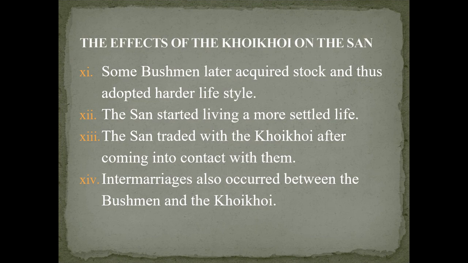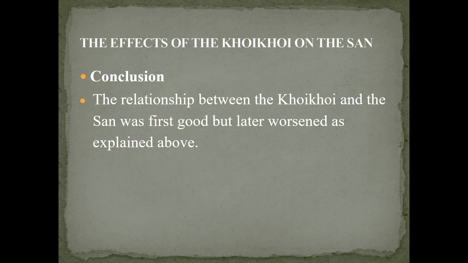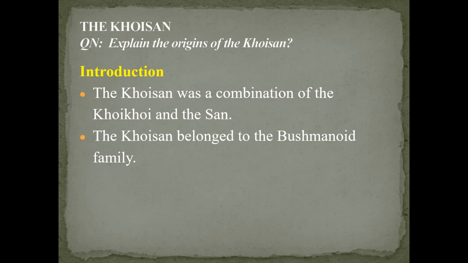Then point 13, the Sani traded with the Khoikhoi after coming into contact with them. They did barter trade. Then there was intermarriage between the two. The Khoikhoi married the San women, and so intermarriage was there. Conclusion: the relationship between the Khoikhoi and the Sani was at first good, but later worsened, as we have explained there. Then we have another small part of the Khoisan.